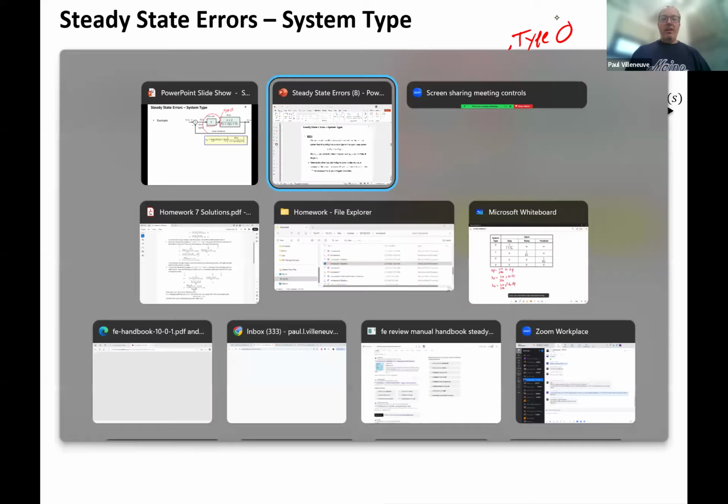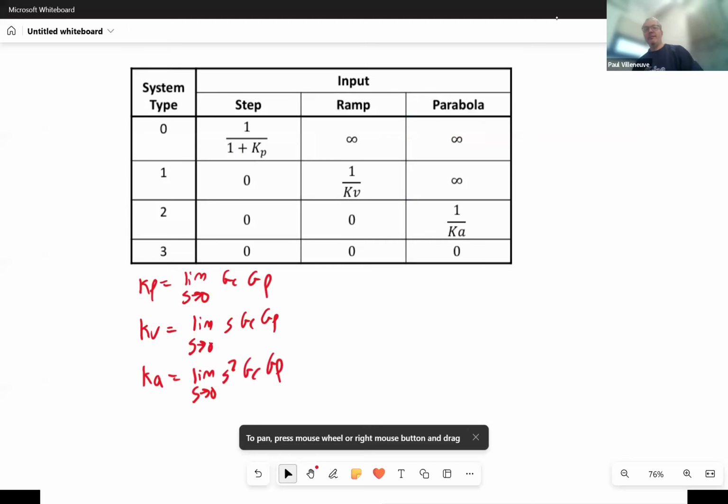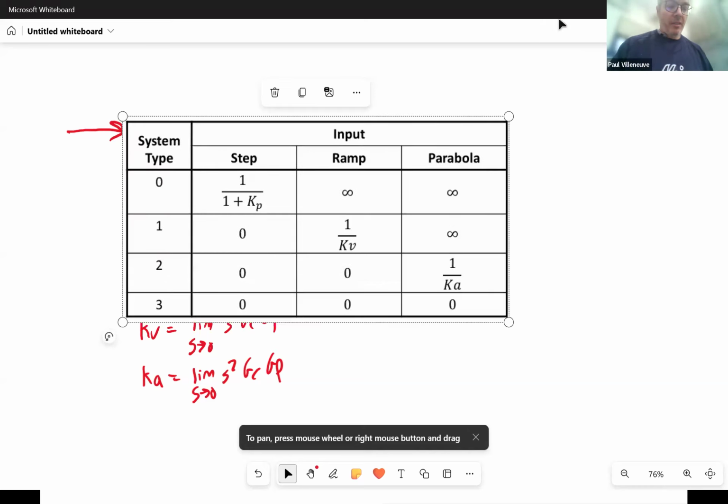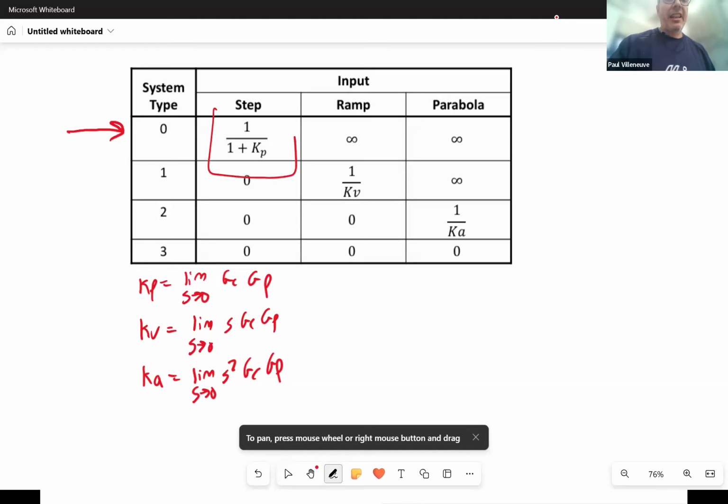So we go back to our handy dandy table and we look and we see for the system type. For this particular problem, we're just going to look at the criteria here. For a step input, we see that our error is going to be 1 over 1 plus k sub p. You can call that 1 or A, right? It just depends on the magnitude of the unit step. And we see for a ramp and a parabolic, it's going to be infinity. So the only system that we need to calculate anything on is a type 0 system with a step input.